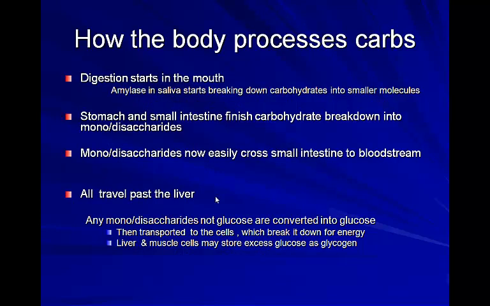Quickly, just how the body processes carbs. We talked about this a little bit in the digestive unit. We start digesting carbs right away in the mouth. Amylase will start to break them down. The small intestine and the stomach will finish any carbohydrate breakdown into the basic mono and disaccharides. Those are easily absorbed into the bloodstream across the small intestine. And then all of that will eventually pass through the liver. And once it gets to the liver, any mono or disaccharides that are not glucose will then be converted to glucose. So those circulating simple sugars, as they transport through the liver, they'll all essentially get converted to glucose. And then that is when they go out to our tissues for metabolism or to the liver and muscle, where they get stored as glycogen for between meals.